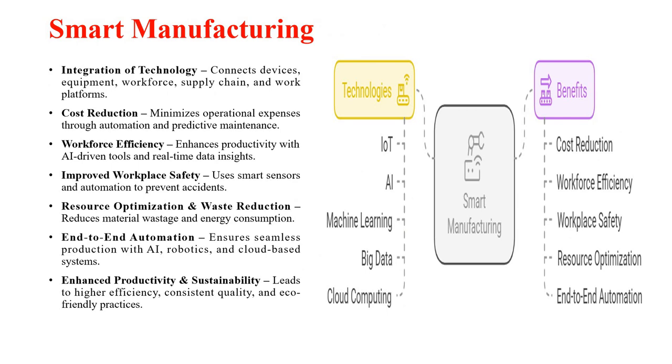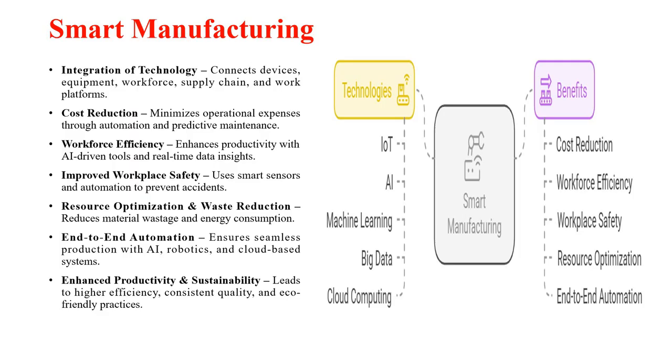Then you have smart manufacturing, which is the advanced approach to industrial production that integrates devices, equipment, workforce, supply chain, and other work platforms. And these all combine into a connected and intelligent ecosystem. Here the key benefits are, first was this integration of the technology, where it will combine all this. And second is the reduction in operational cost, by automating repetitive tasks and optimizing resource utilization.